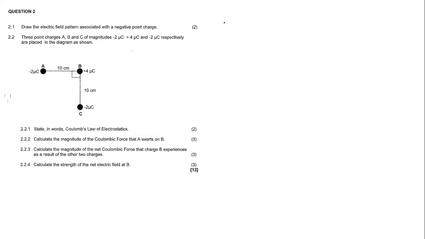Okay, so to answer question number 2.1, they say to us, draw the electric field pattern associated with a negative point charge. So this, let me write it over here. This is my charge, which is negatively charged. Remember the flux lines, when you draw them, make sure you go with something circular so that when you draw this circle, it is a perfect circle. So when you draw your point charges, make sure that your lines act perpendicular to the surface of the circle.